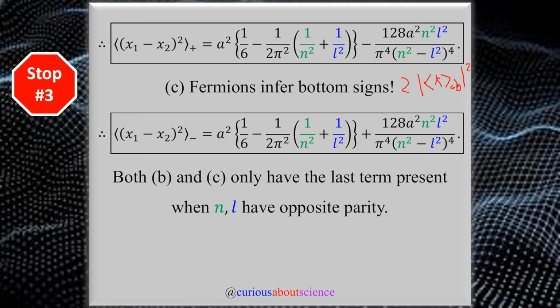Then here we have the joining of the distinguishable part with the overlap part. So that's pretty easy. And again, with bosons, we are told to look at the upper signs. So in the equation, these are the upper signs. And this leads us right to stop number 3, which is fermions, where we use the same result, but we use the lower signs. So lower here, and voila, we get exactly what we need. Again, both B and C only have the last term presented when n and L have opposite parity, which we know because they told us in the question n does not equal L.